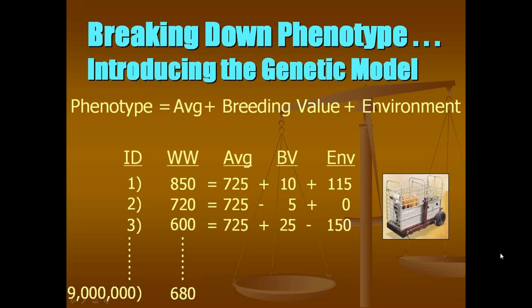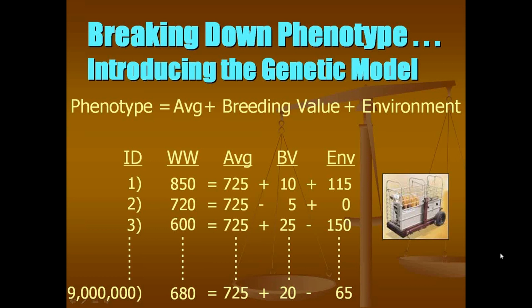If we move to animal 3, again, as you can see, we've got the same average, right? And we've got a breeding value of 25 and an environmental effect of minus 150. And we could do this 9 million times and come all the way down to animal 9 million. Again, you see the same average. Animal 9 million has a breeding value of 20 and an environmental effect of 65.